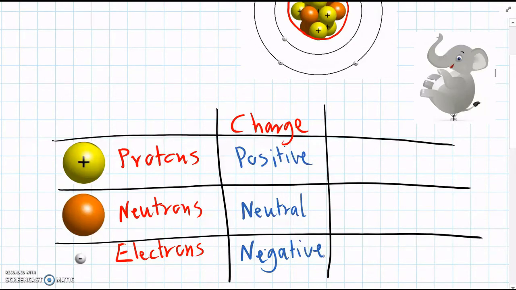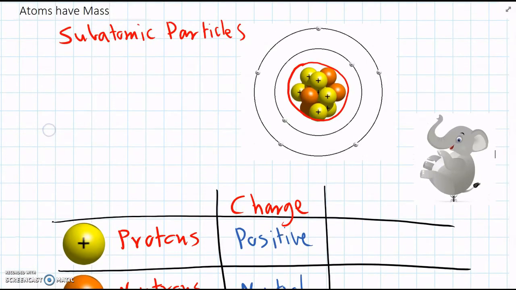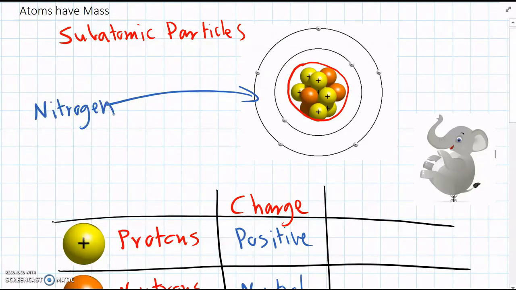So overall, atoms have no charge in total. So we can see this atom here, this is an atom of nitrogen. Nitrogen here, we have 7 protons, and we also have 7 electrons, and in the nucleus we've got 7 neutrons as well.